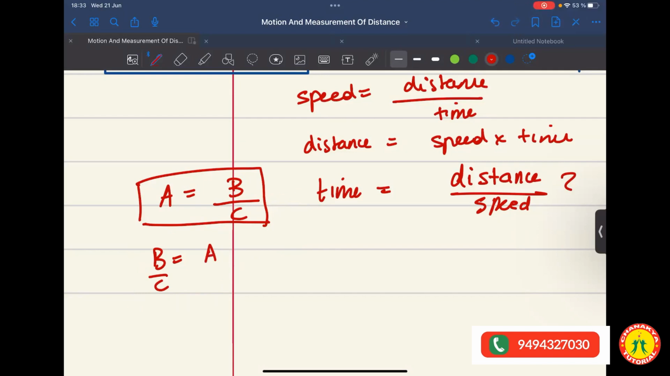Okay. Now I want to write the formula for B. So what I will do, I will keep the B here itself. I'm going to take the C here. Okay. So here C is under division or multiplication?